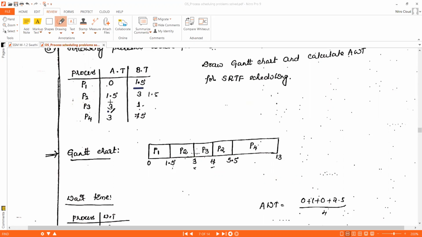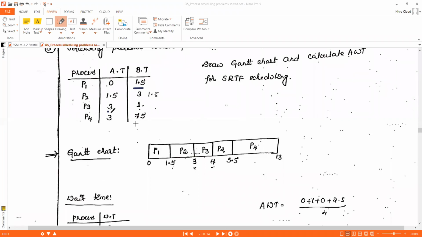So now we have two processes. Process 2's remaining burst time is 1.5 milliseconds and process 4's burst time is 7.5 milliseconds. Among these two, which has the shortest burst time? That is process 2. Process 2 will be allotted to the CPU, and it will be executed until 5.5 milliseconds of clock time. At 5.5 milliseconds, the CPU will become free.